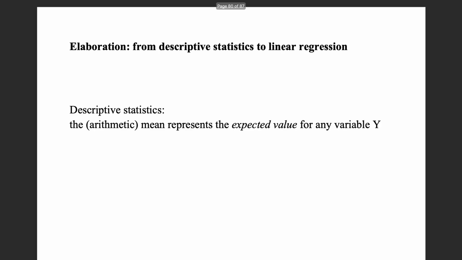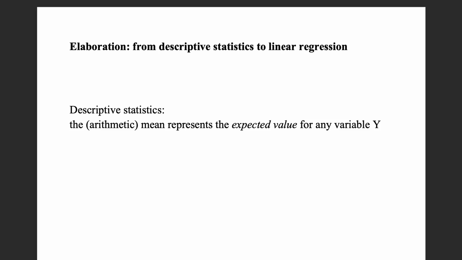So why is that? Let's go back all the way to the mean value. The mean is a descriptive statistic, and what does it represent? We hope that it represents something called the expected value for our variable, whether it's variable y or x. Let's assume we're talking about a dependent variable, a variable y. Then the mean should represent the expected value, not the predicted value, the expected value.